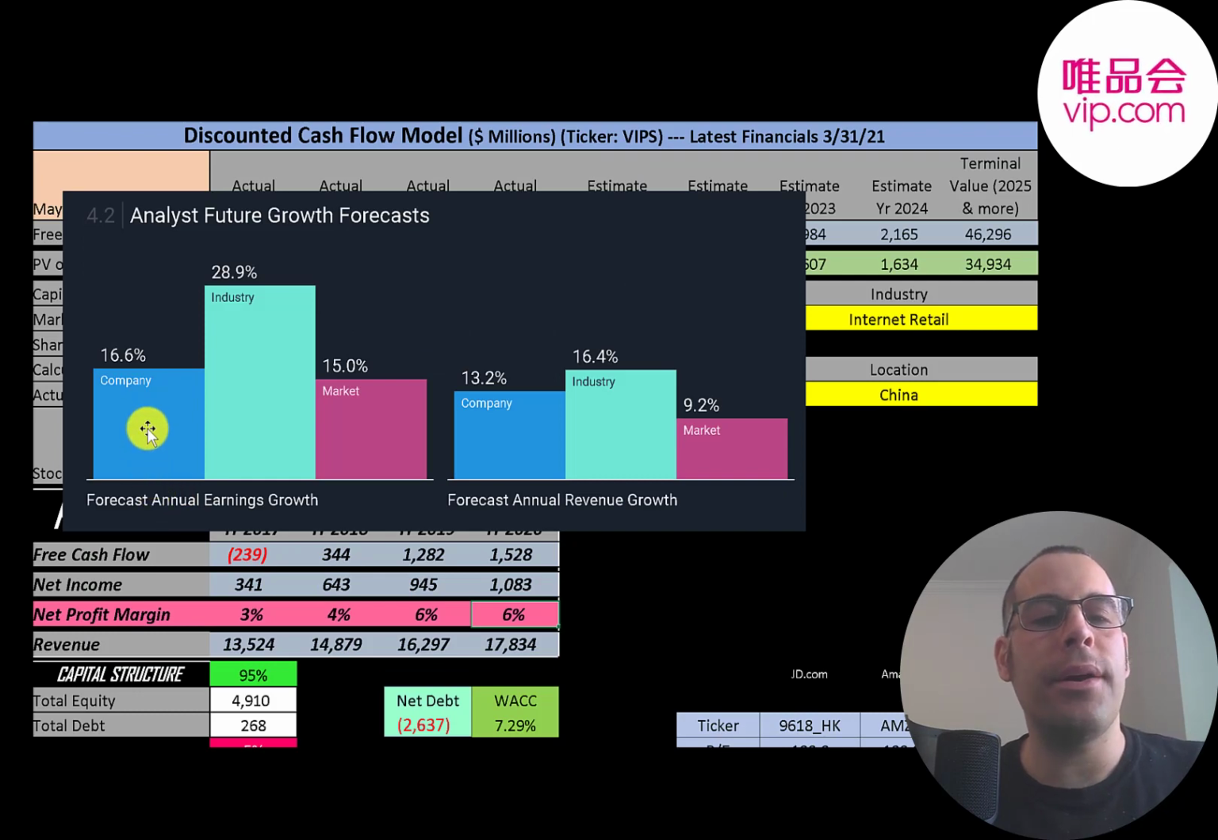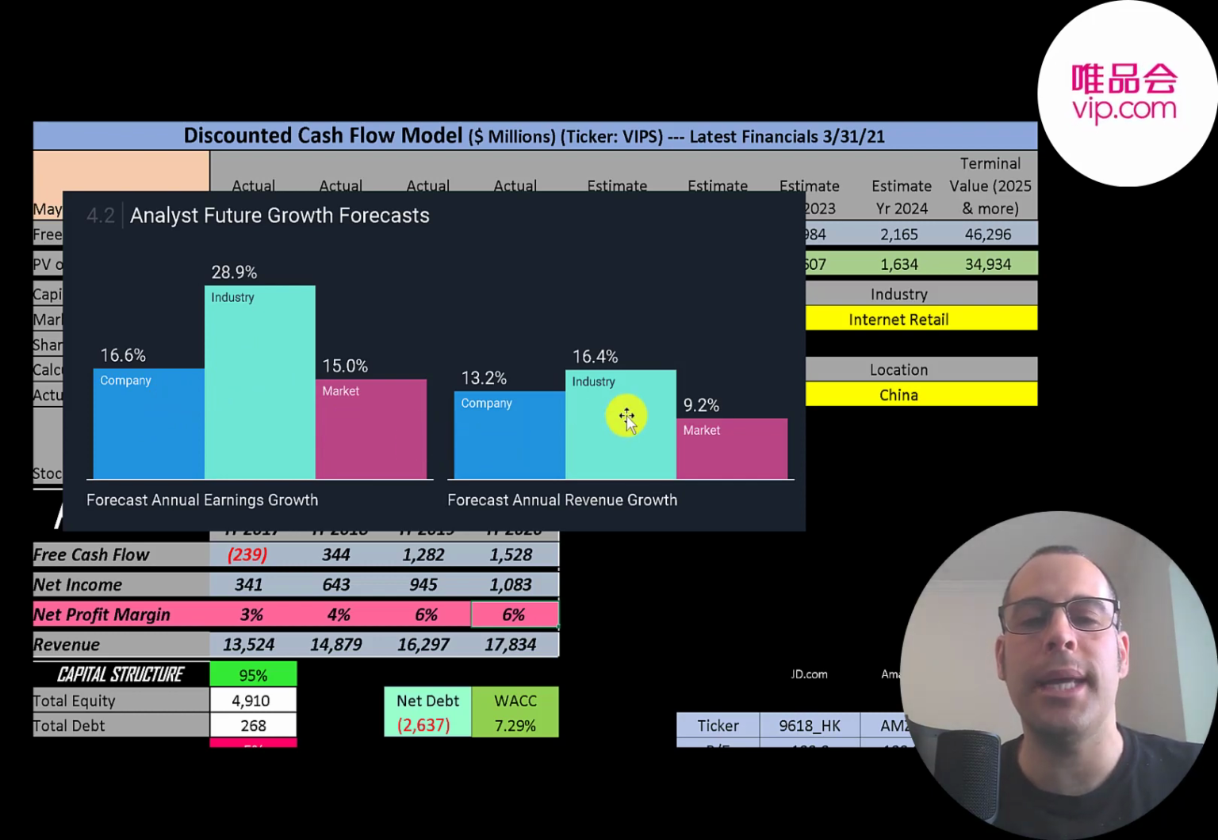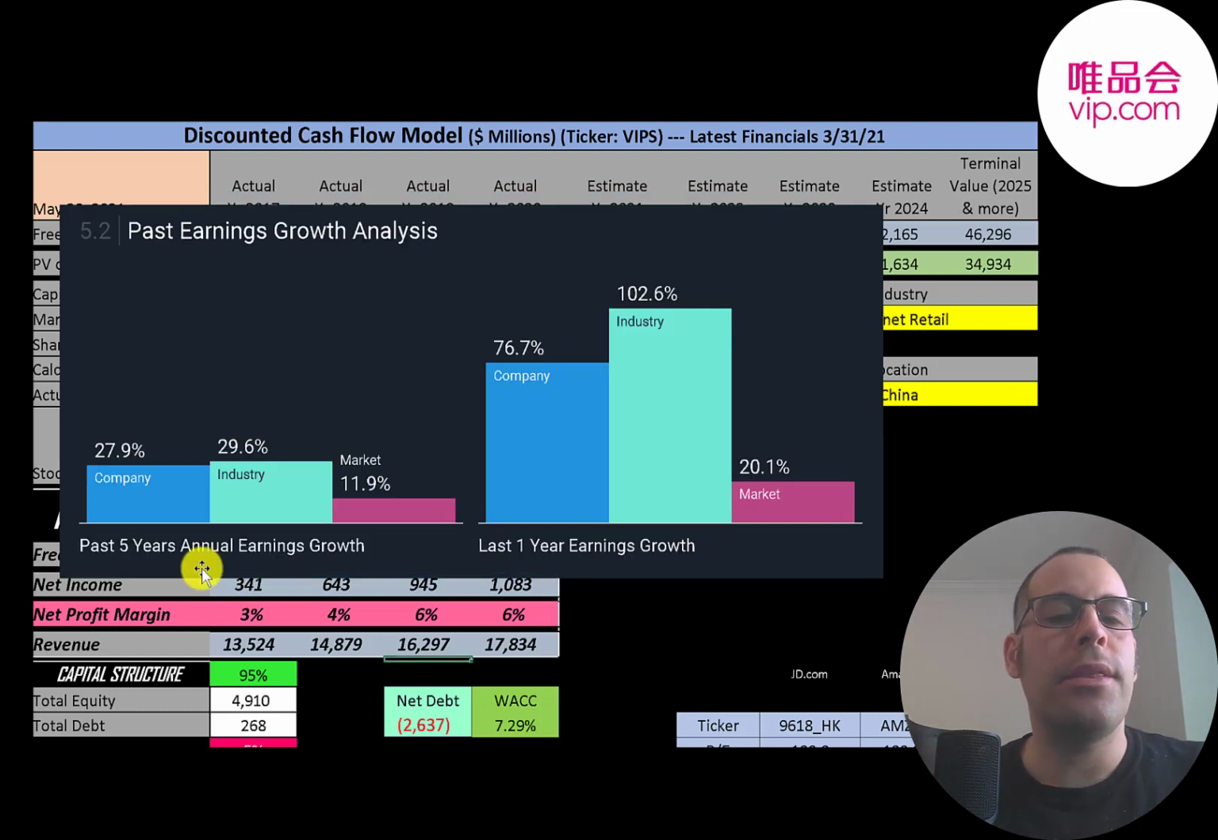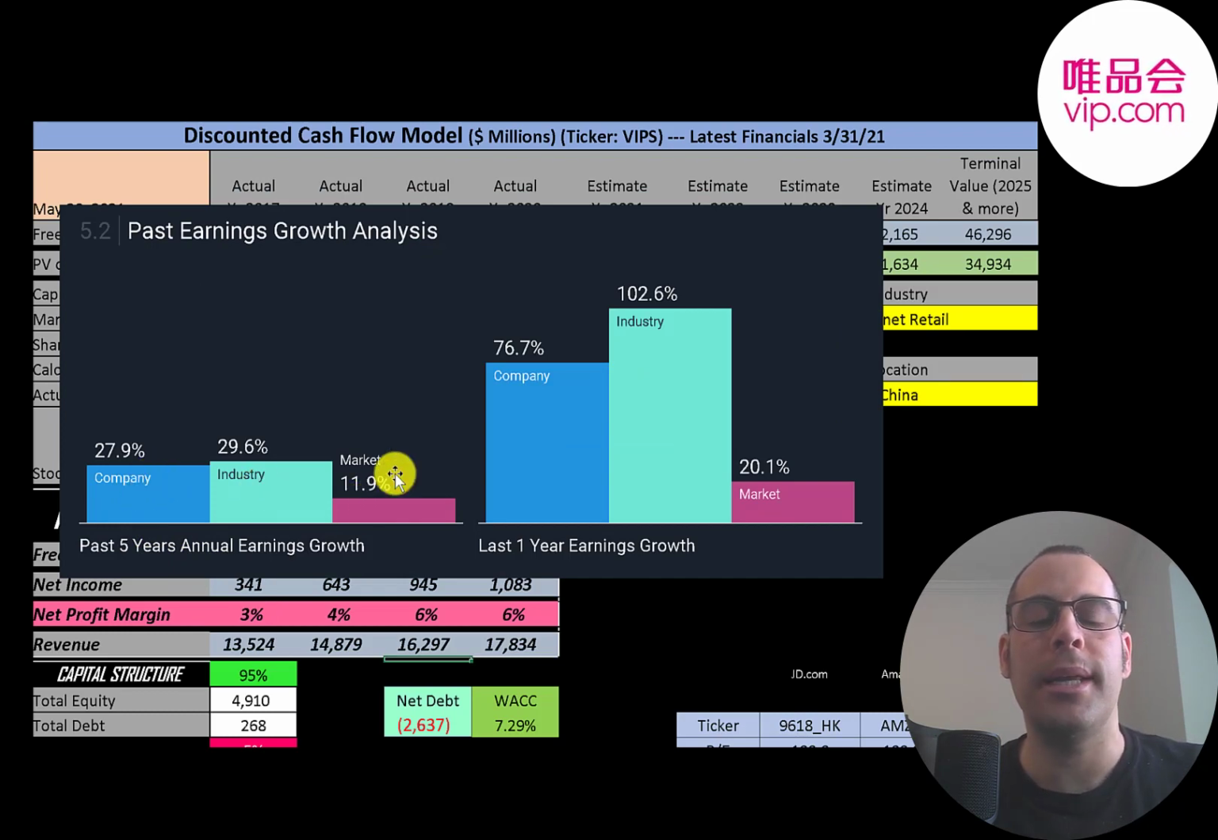Analysts are forecasting their earnings to grow 17%, its industry 29%, and the market 15%. Analysts are forecasting their revenue to grow 13%, its industry 16%, and the market 9%. In the past 5 years, their annual earnings increased 28%, its industry 30%, and the market 12%. In the last year, their earnings grew 77%, its industry 103%, and the market 20%.